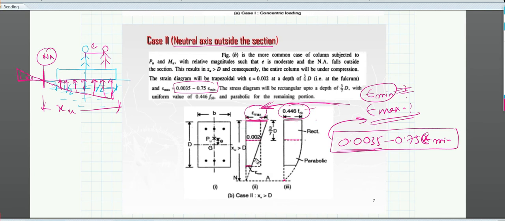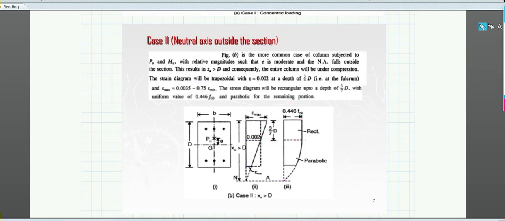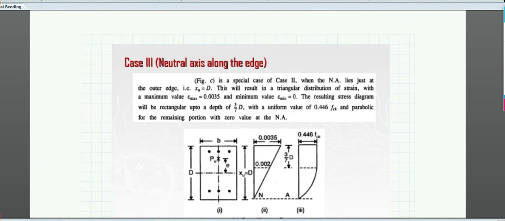Because it's a triangle, right? You can just find it out using the similar triangle equation. You already know that the depth is 3 by 7 of D. This is nothing new. Then, suppose another condition, because these are conditions you have to take care of, as you do not know how the moment is acting. The moment might develop compression in the section, or it might develop tension in the section. That is why I'm trying to make you understand all the cases.